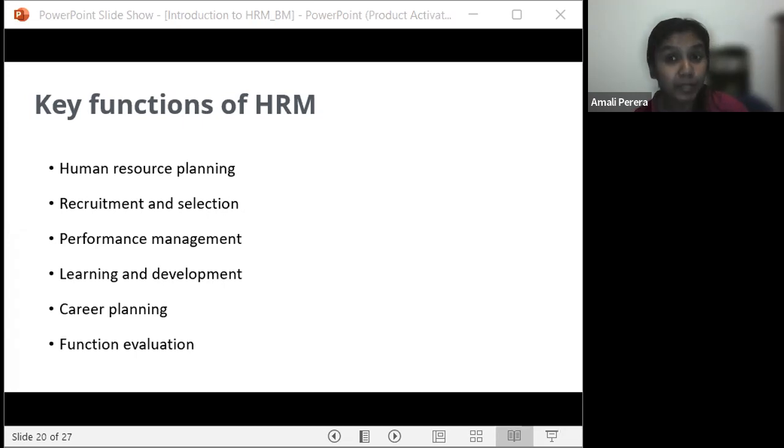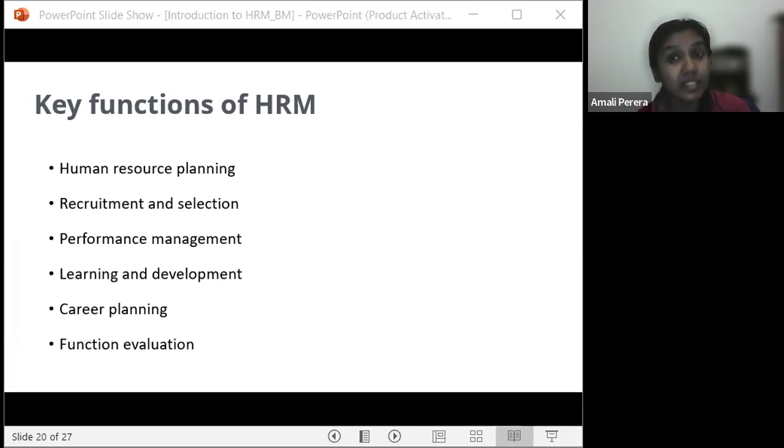Then we have performance management. In simple English, performance management means managing the performance of the employees. There can be hundreds of employees in the organization, but we need to know how they are performing. If someone is not performing to the expected level, we need to develop them. That is the performance management process.